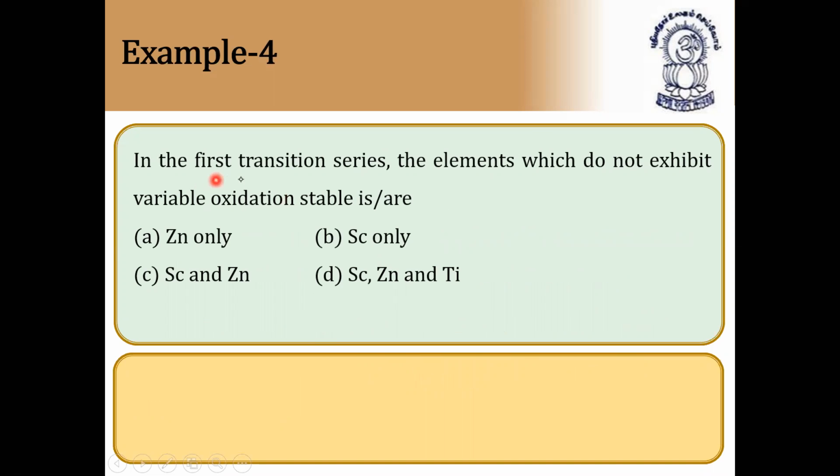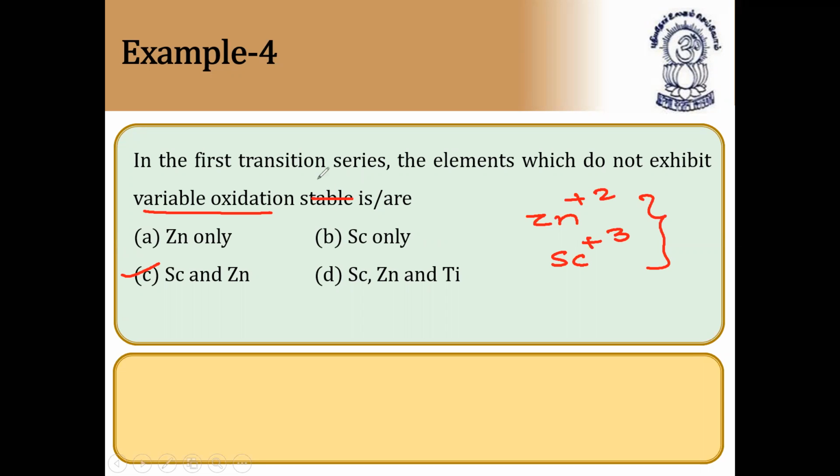In the first transition series, the elements which do not exhibit variable oxidation state are, so it can be one element or two elements or three elements. Usually we know zinc cannot exhibit more than one oxidation state. It exhibits only +2 oxidation state. And one more element is scandium. Scandium will exhibit only +3 oxidation state. Only these are the two elements which exhibit only one oxidation state, that is zinc and scandium. Remaining all other transition metals in this series can exhibit more than one oxidation state. That's why they can form variable oxidation states.